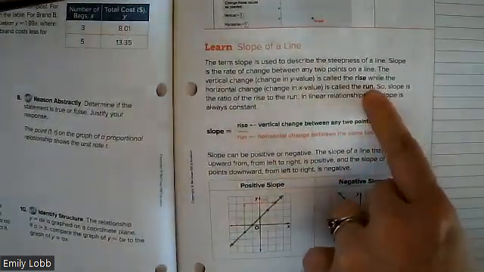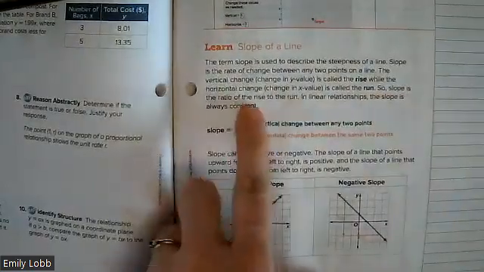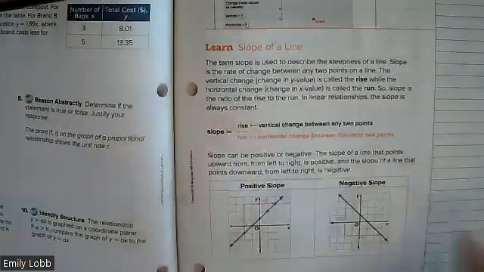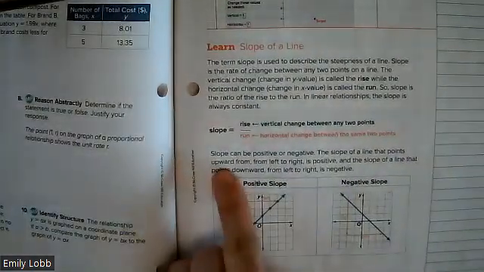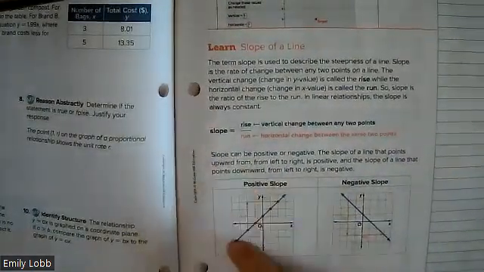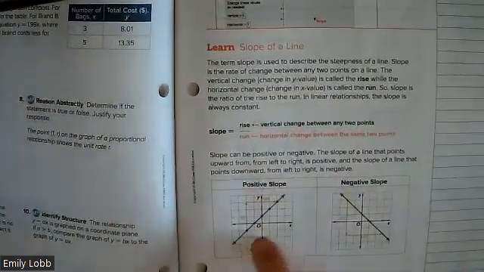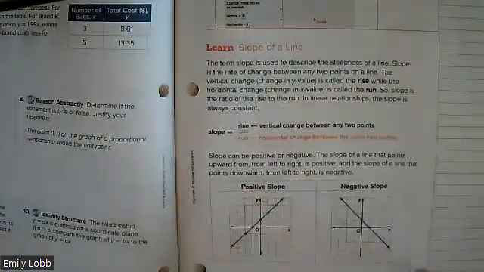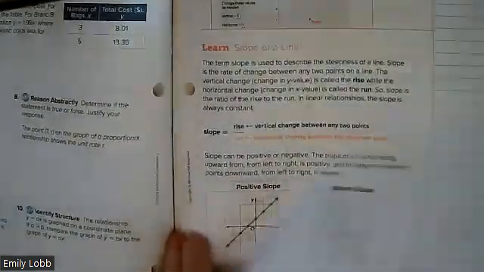Lots of review for you. So slope is the ratio of the rise to the run. In linear relationships, the slope is always constant. That's our constant rate, right? Slope can be positive or negative. Remember, puff, puff, positive. Nice, negative. That's pretty much it on 191.